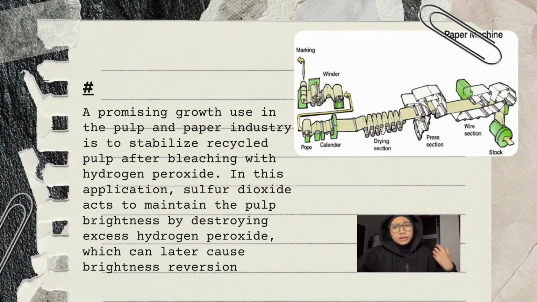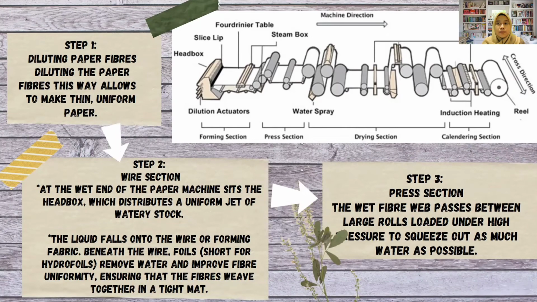So, what do we do? The pulp and paper manufacturing process. A promising growth use in the pulp and paper industry is to stabilize recycled pulp after bleaching with hydrogen peroxide. In this application, sulfur dioxide acts to maintain the pulp brightness by destroying excess hydrogen peroxide, which can later cause brightness reversion. Now, I will tell you about the process of paper making in industry.